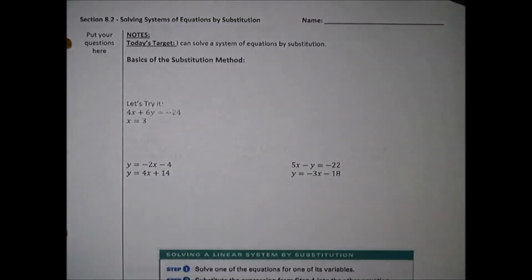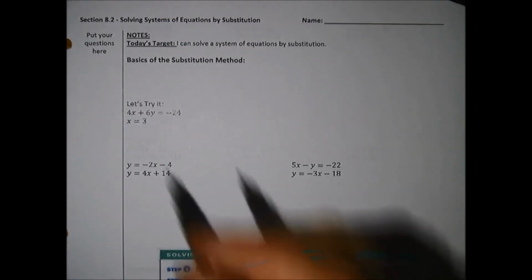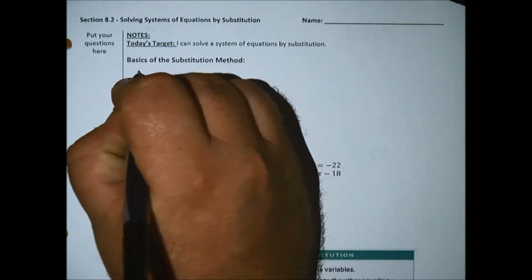Okay, welcome to section 8.2. Today we're going to be talking about solving systems of equations by substitution. Now, the idea behind this is going to be to really look at having two equations and simplifying it down to just being one equation.